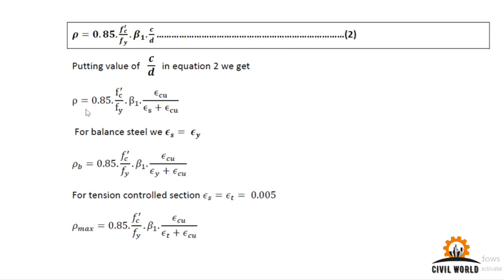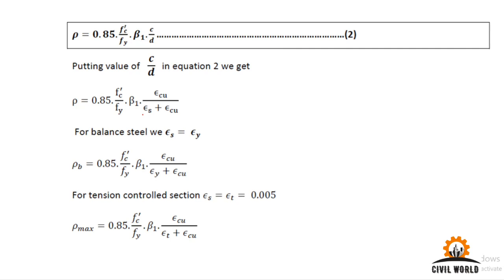Putting in the values, we have this equation, which is rho equals 0.85 f'c over fy times beta 1 times epsilon cu over epsilon s plus epsilon cu. From this equation you can clearly see that the reinforcement ratio is inversely proportional to the strain in steel. It means if we reduce the reinforcement ratio, the strain in steel will increase. If we increase the reinforcement ratio, the strain in steel will reduce.